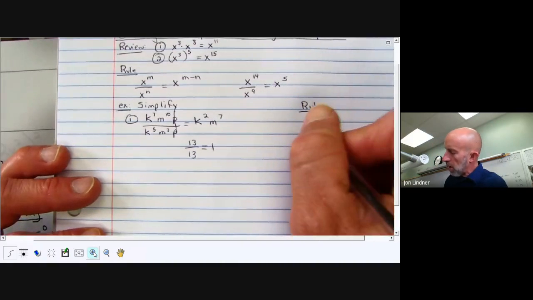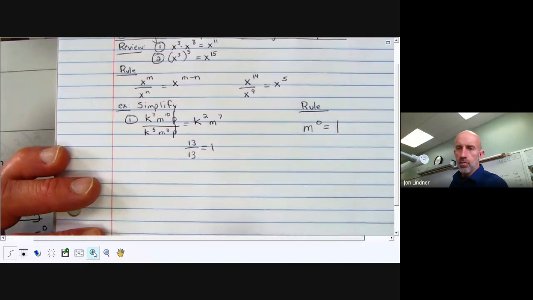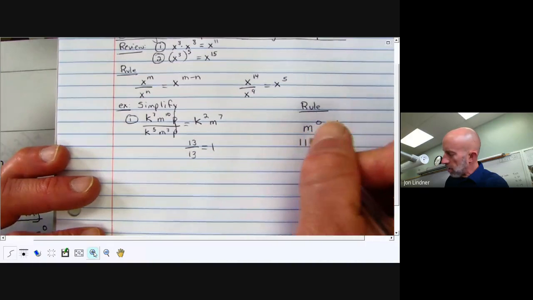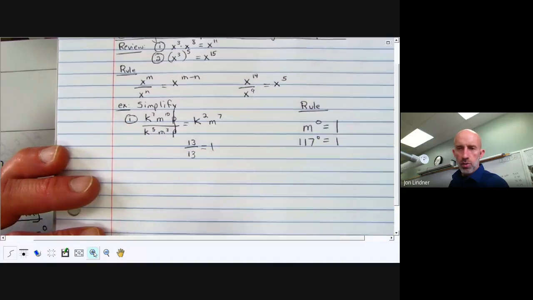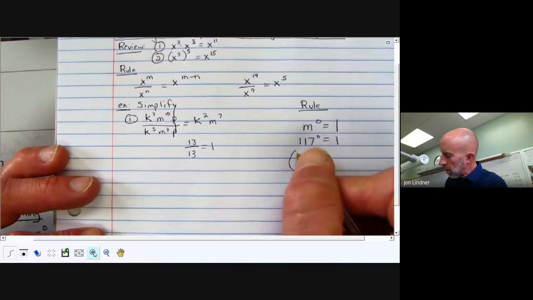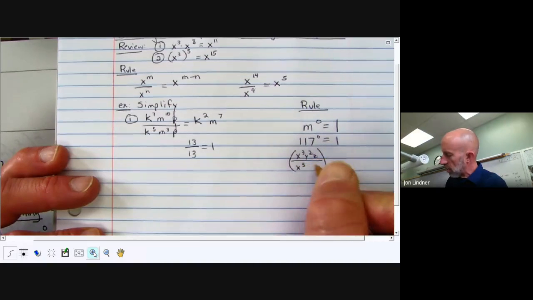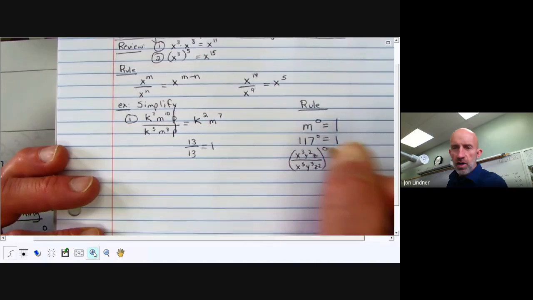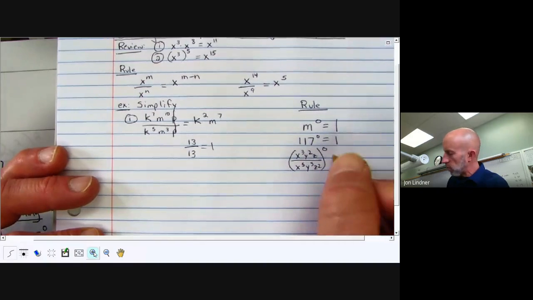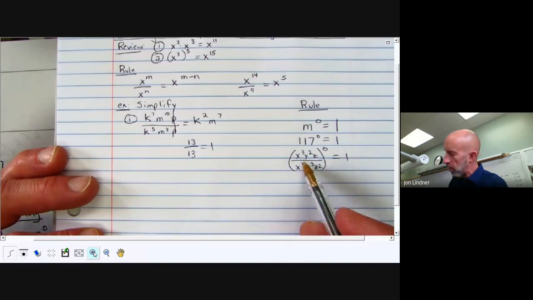Anything to the 0 power, m to the 0 power, is 1. Anything. 117 to the 0 power is 1. Some big ugly mess where you've got all kinds of stuff going on in here, whatever that is, you know, cubed, z squared. If there's a 0 out here like that, it's 1. Okay, now the 0 has to be out here to turn all of that into 1. If one of these on the inside is 0, that's not the case.